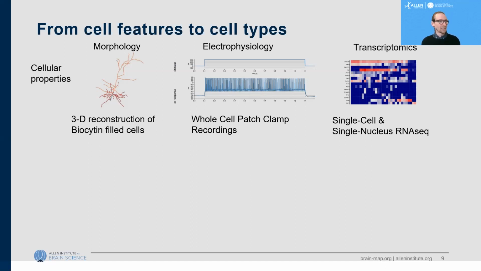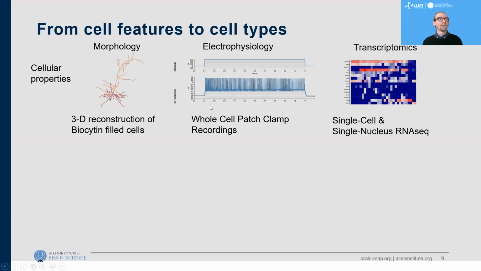Of course, I've already talked about the morphology data from those 3D reconstructions of biocytin-filled cells, and the electrophysiology data, which Ashley will show more about, from whole cell patch clamp. In both cases, I'm going to be assuming we've reduced those complex data, as shown here, down to a small set of features, a lower dimensional representation.